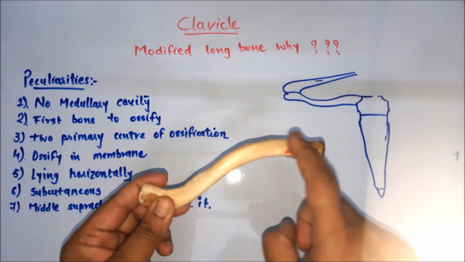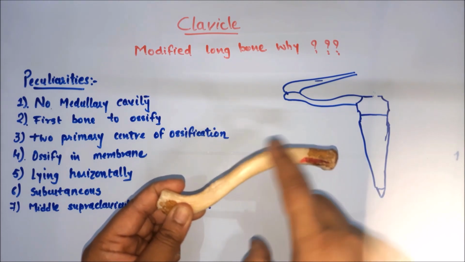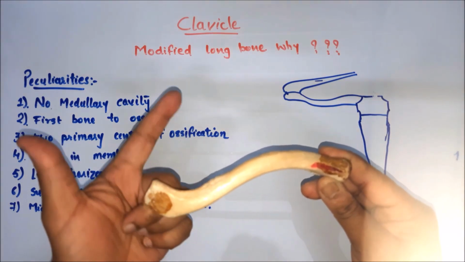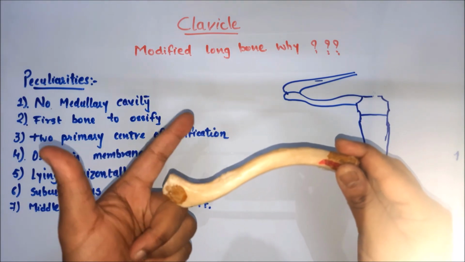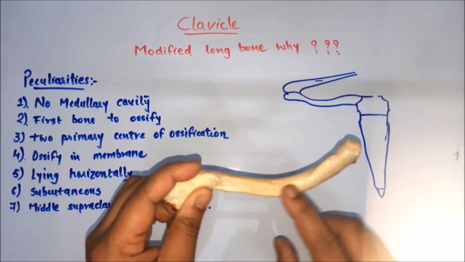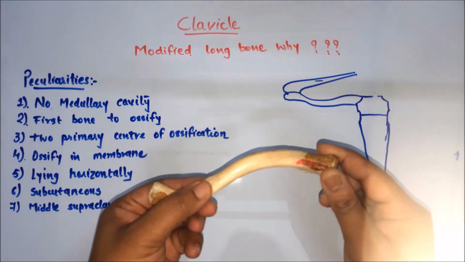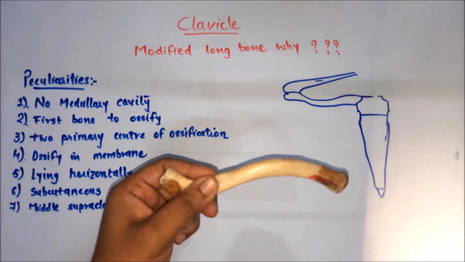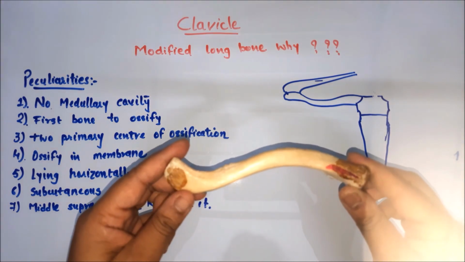And the convexity of the shaft: the medial 2/3 should be convex anteriorly, the lateral 1/3 should be concave anteriorly. And the inferior surface of the shaft should have a groove, which is known as the subclavian groove. So this bone which I am holding right now is a bone of the left side, so I should hold it in my left hand. Now let us see the features quickly.